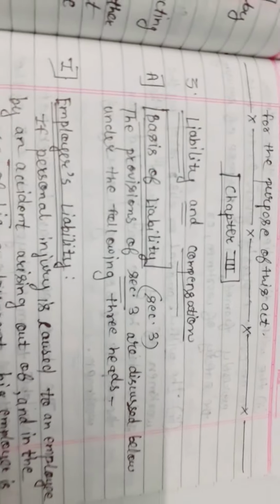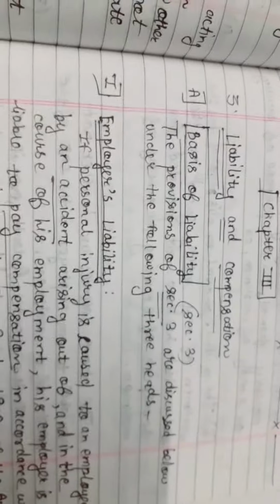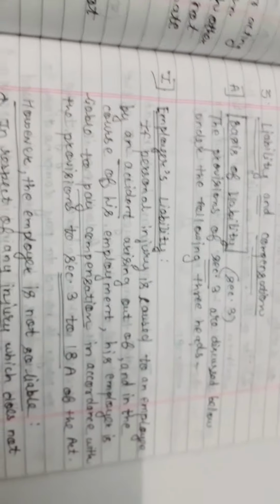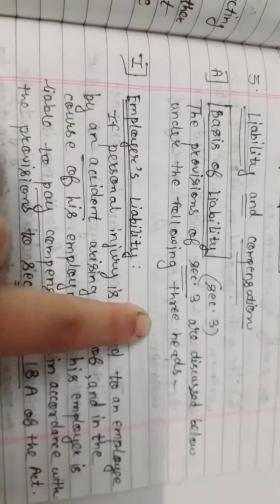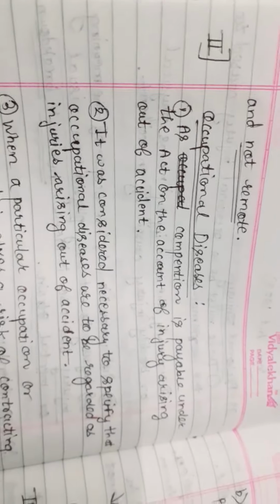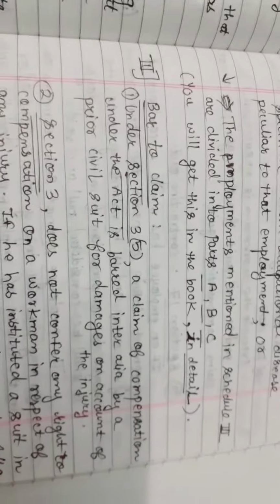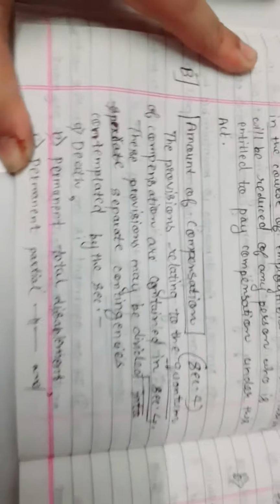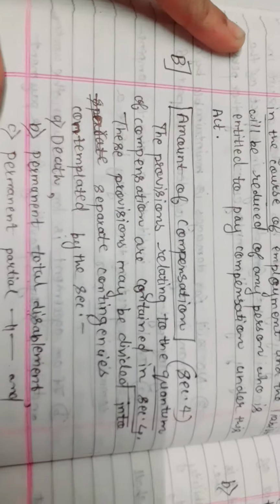From this lesson, liability and compensation, we have completed the first point A, basis of liability. Under that we have seen the three heads: employer's liability, then occupational diseases, and third is the bar to claim. Now the B point is the amount of compensation.